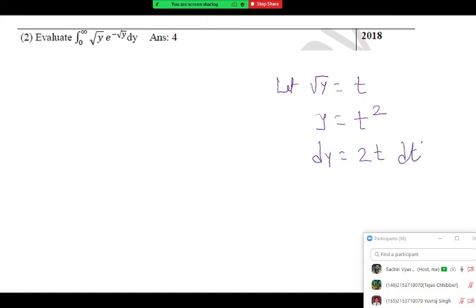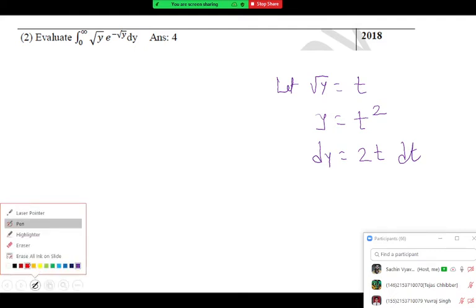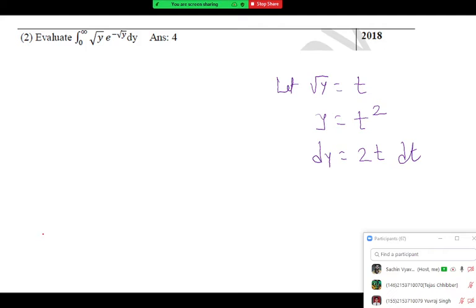If all these things are here, now the integral I will become, limits again remain the same. You can observe when we replace y by 0, t is 0, y by infinity, t is infinity. The integral 0 to infinity, the value of root y is t, and e raised to minus t, and the value of dy is 2t dt, correct.